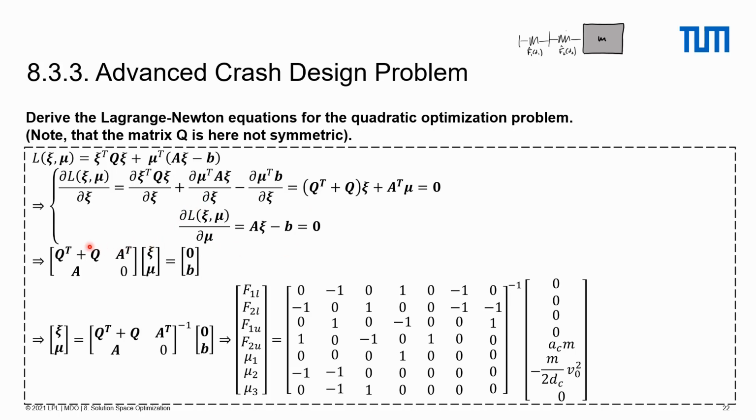Now we can rewrite these two equations in matrix form, that is the matrix Q transposed plus Q, A transposed, A, 0 times C and mu equals 0 and B. And here it is worth mentioning that the function f is C transposed times Q times C. Its derivative with respect to C is C transposed times Q transposed plus Q times C.